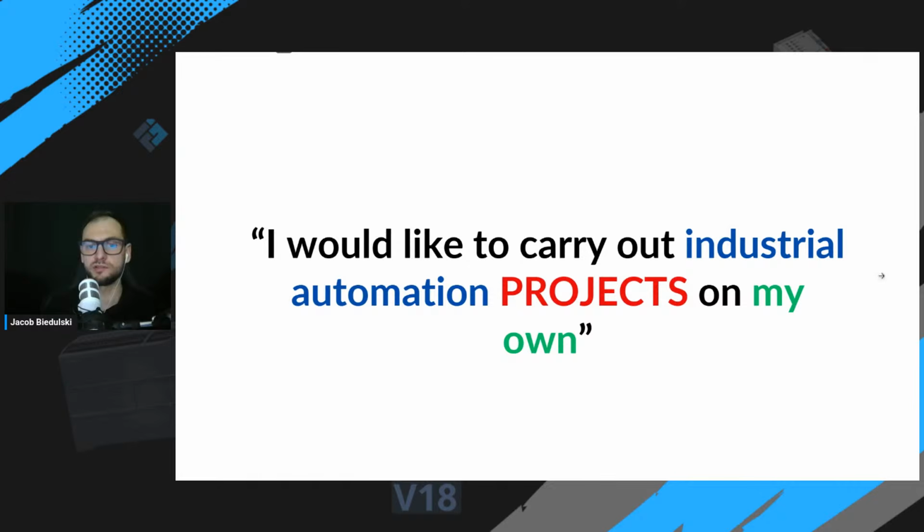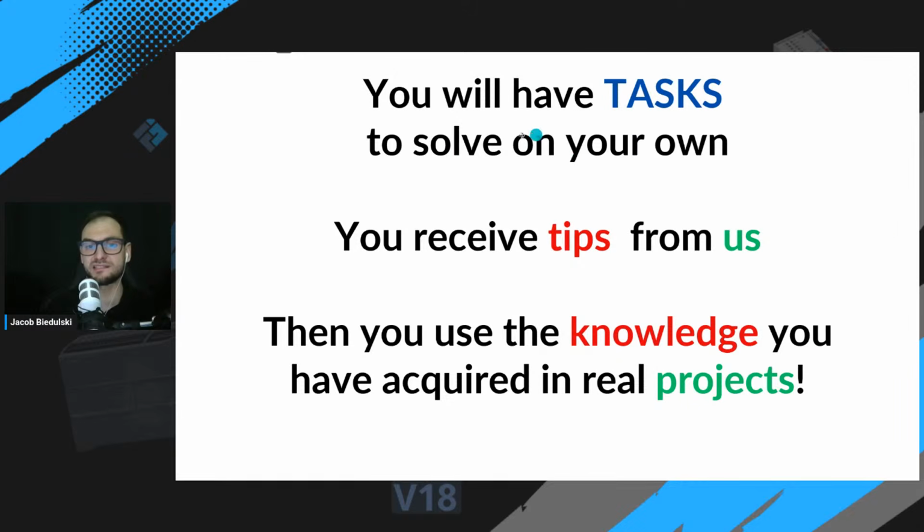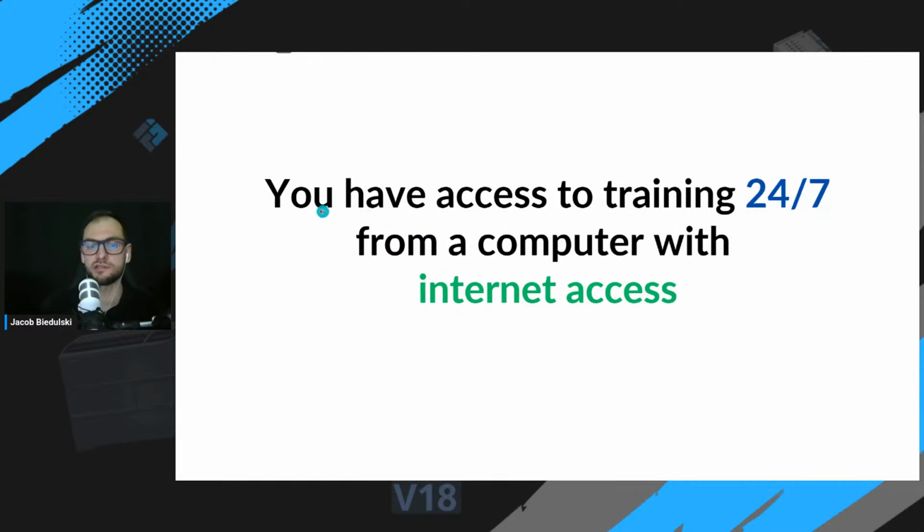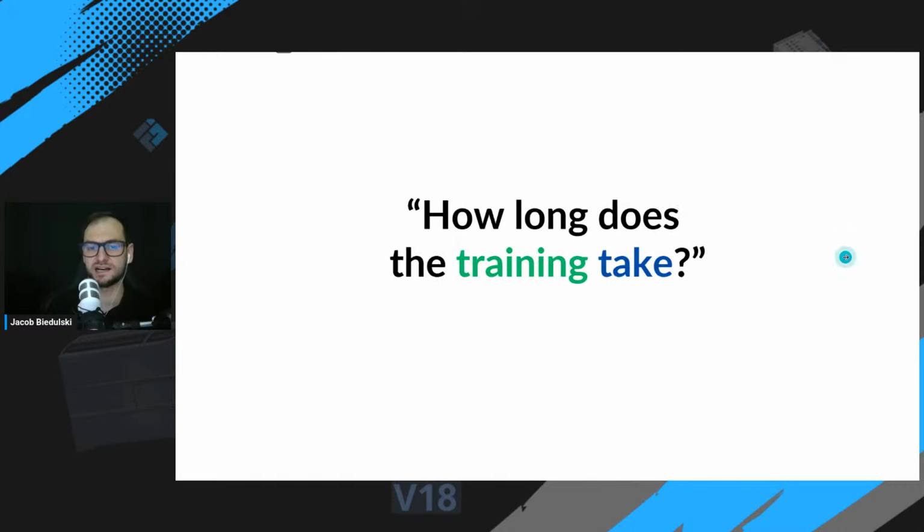If you want to carry out industrial automation projects on your own, you will have tasks to solve on your own in the course. You will receive tips from us. Then you will use the knowledge you have acquired in real projects. If you have no time for the training, in our PLC and industrial automation course, you have access to the training 24 hours, 7 days a week. You just have to get a computer with internet access.